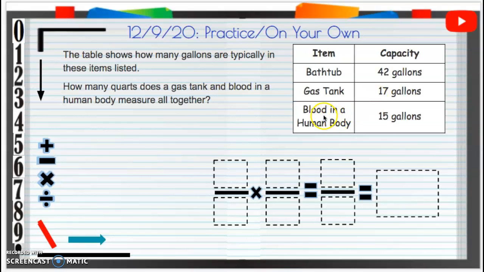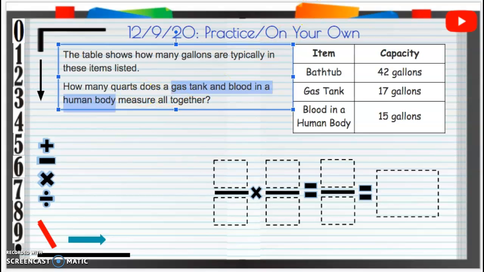And blood in a human body is about 15 gallons of blood, which is crazy to think because you don't even think you can fit 15 gallons of blood in you. But guess what? You can. So how many quarts does a gas tank and blood in a human body measure all together?